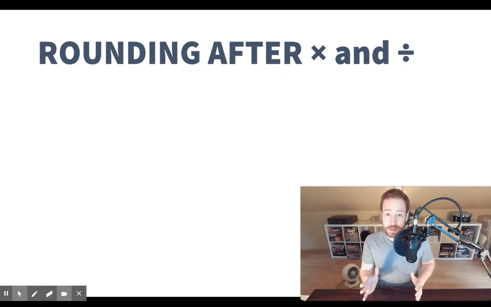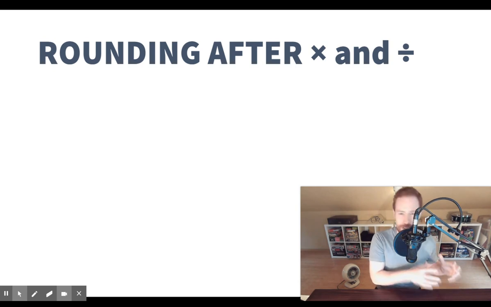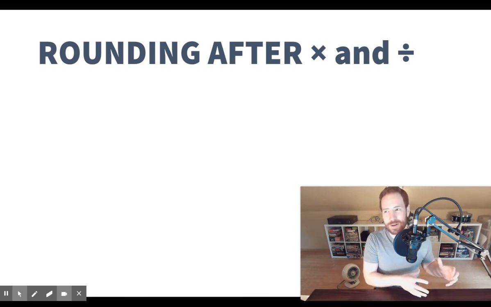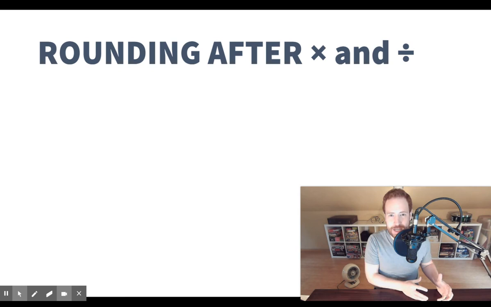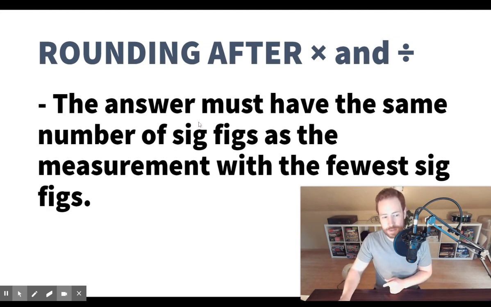I have some good news and some bad news. The good news is that rules are good because they don't leave much space for interpretation. They don't leave many unknowns. If you know rules for how to do things, that means that you know exactly how to do something and you don't have to wonder whether or not you did it right. The bad news is that rules are sometimes hard to remember. And in this case, there are different rules. There's 2 different rules, one for multiplication and division and one for addition and subtraction.